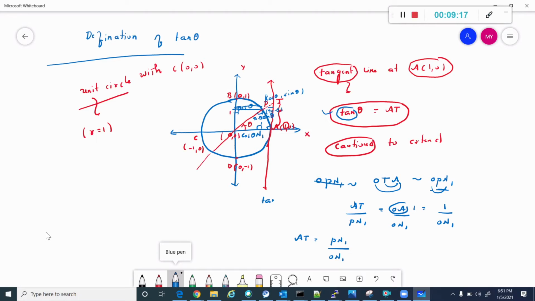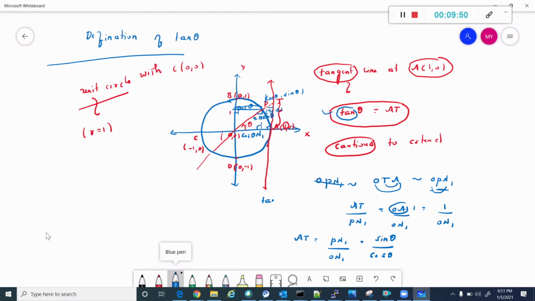So what is PN1? PN1 is your sin theta. We have discussed this sin theta definition clearly from the previous classes, right? If you draw a perpendicular to the x-axis, that is your sin theta, and perpendicular to the y-axis is your cos theta. By definition, right? We are only going with definitions.